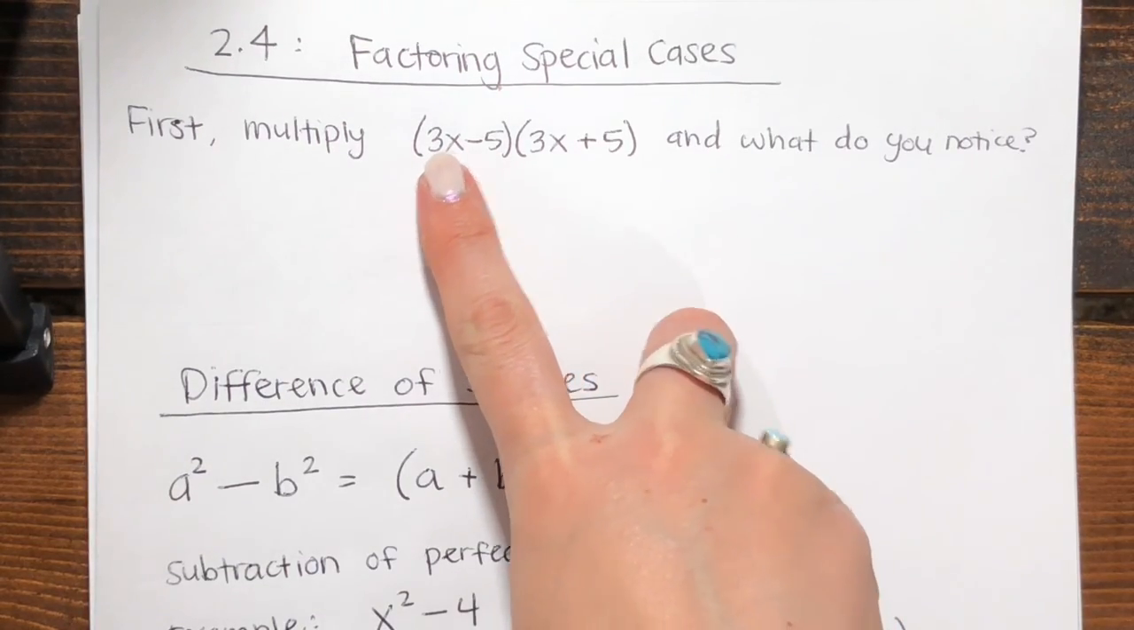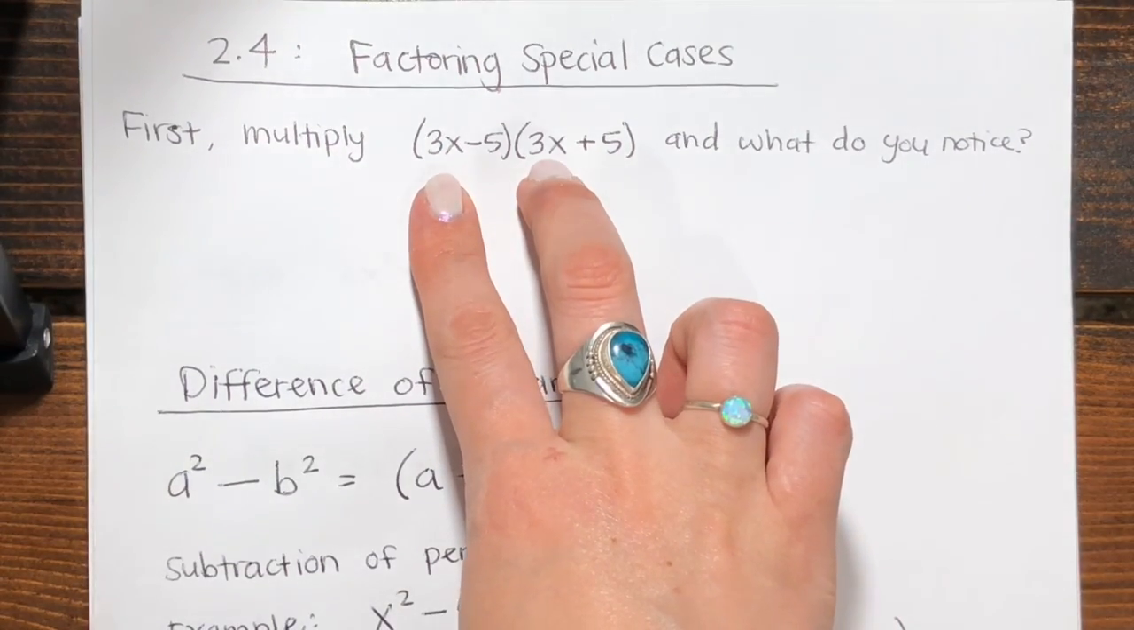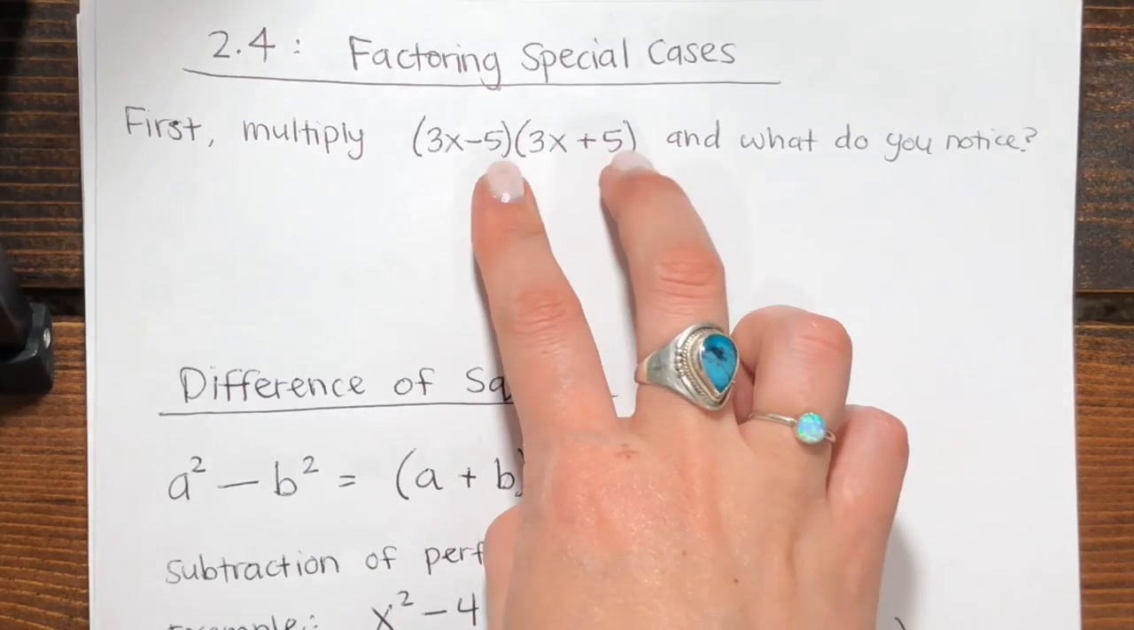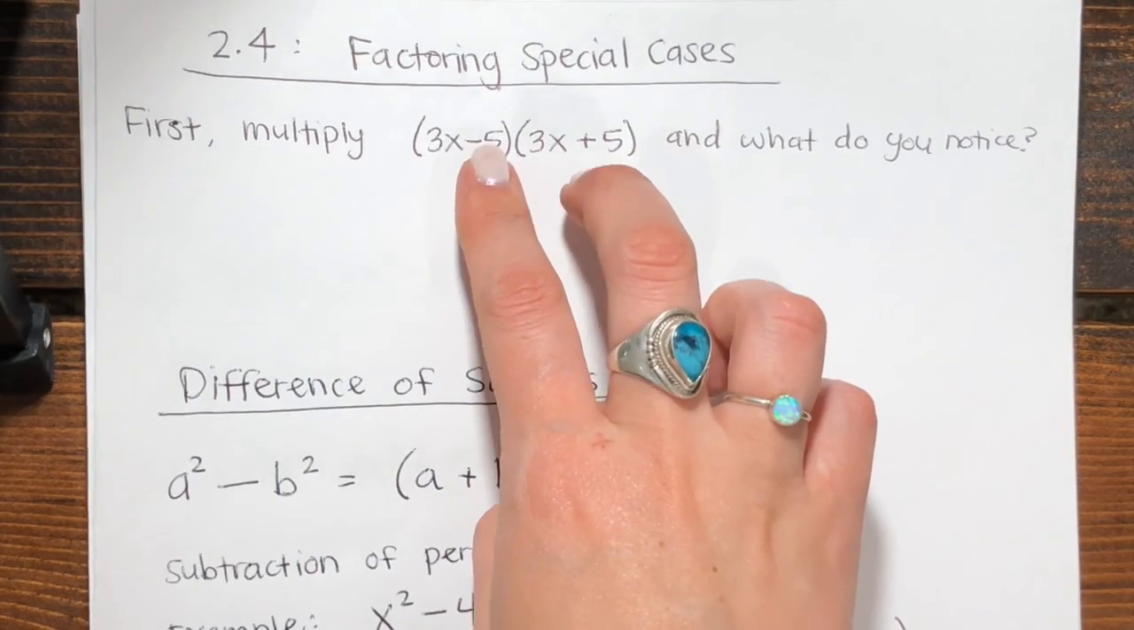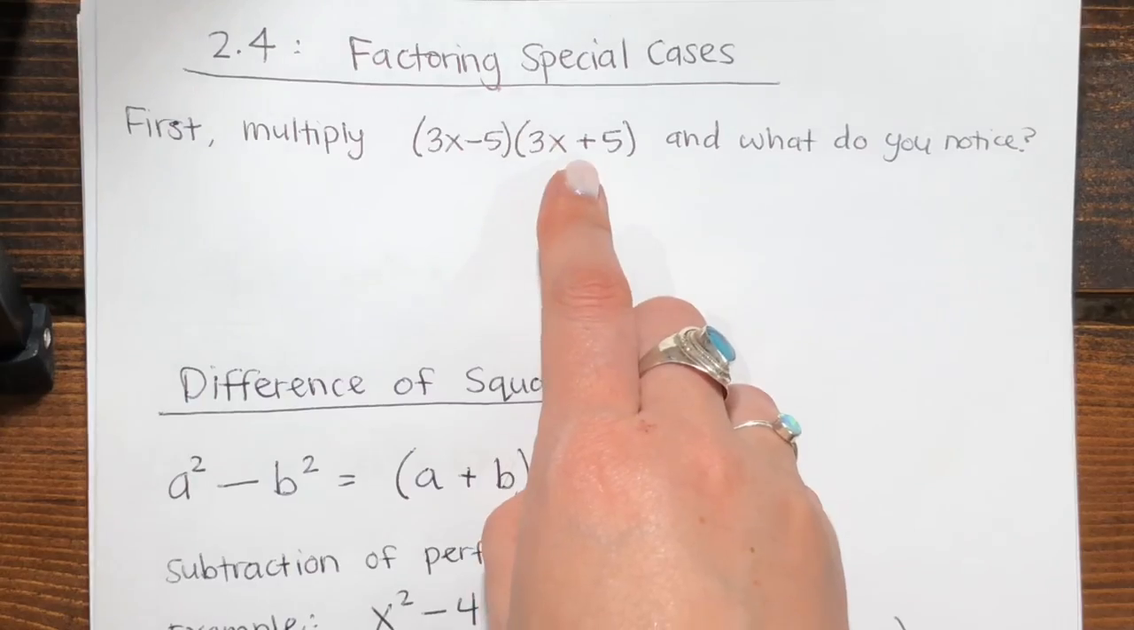If you look at the binomials, we see that both of their first terms are the same. They're both 3x's and the second terms are both 5's. But the difference is one is a subtraction and one is a plus.